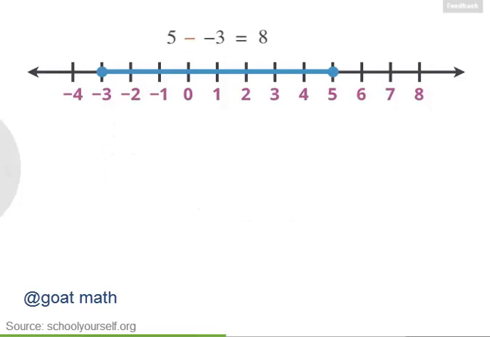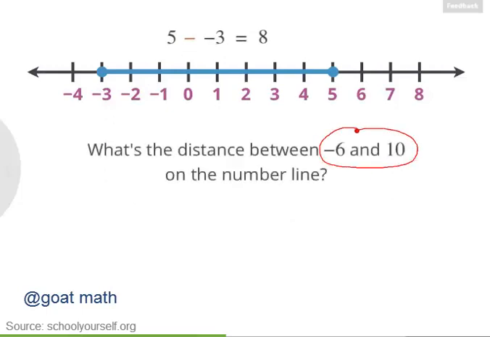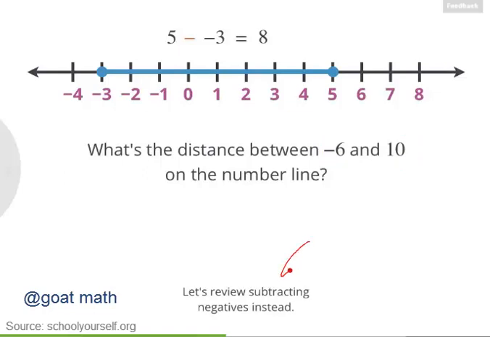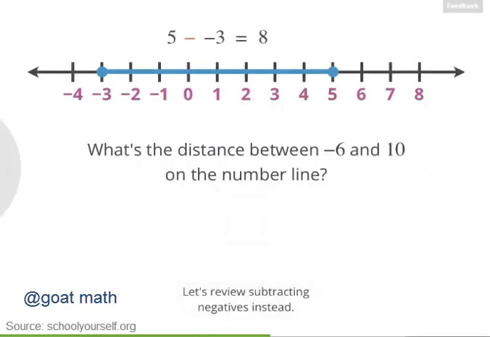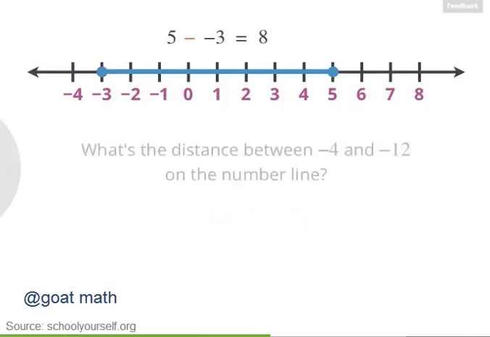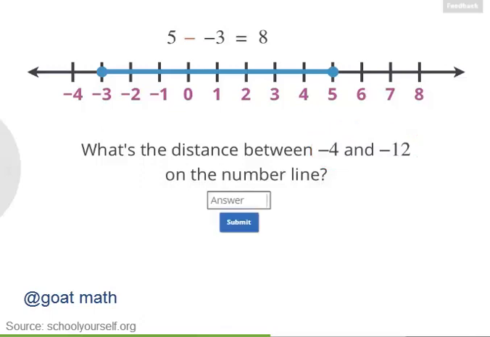Let's hold on to this example up here. So then what's the distance between negative 6 and 10? And to review subtracting negatives, click down here. Right, to calculate this distance, we can take the larger number, 10, and subtract the smaller number, negative 6, and that gives us the correct answer of 16. Next, try calculating the distance between two negative numbers, negative 4 and negative 12. Precisely. Once again, you can take the larger number, negative 4, and subtract the smaller number, negative 12. Subtracting negative 12 is the same as adding positive 12, so this equals 8.